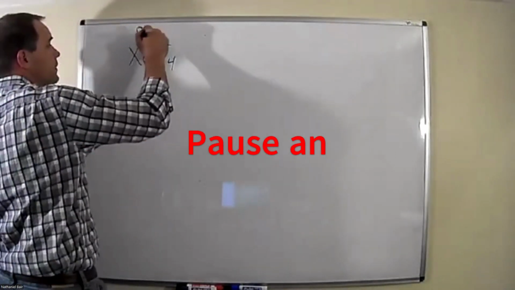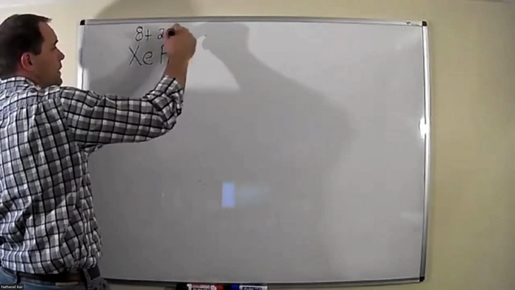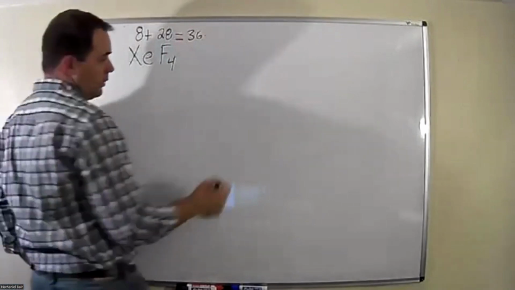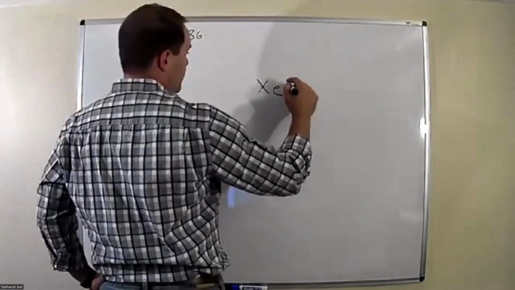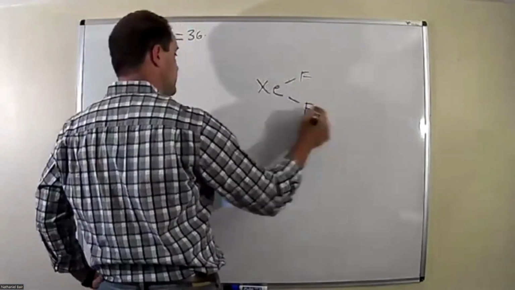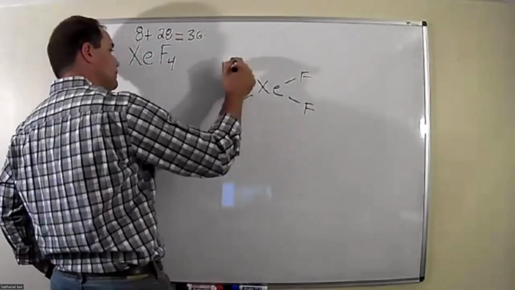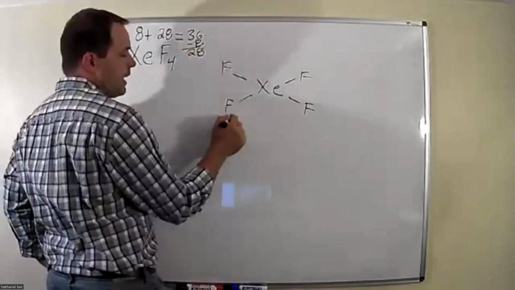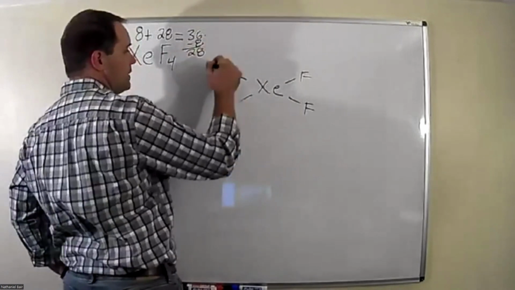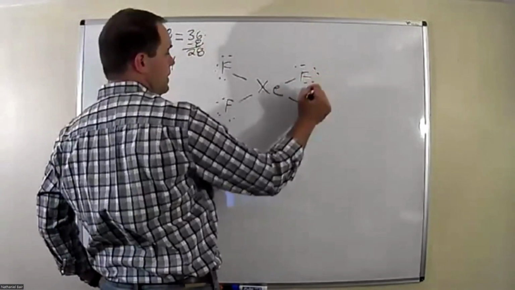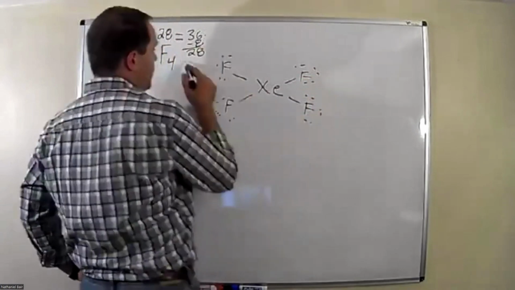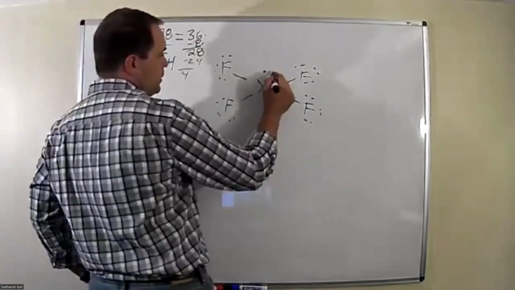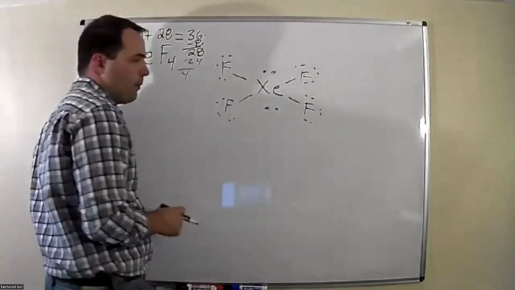We got 8 plus 28 equals 36. We're going to pop xenon in the middle. We're going to have 4 fluorines coming off of it. That uses up 8, leaves me with 28. Make the fluorines happy. 2, 4, 6, 8, 10, 12, 14, 16, 18, 20, 22, 24. We've still got 4 electrons left. Where do they go? Central xenon atom.